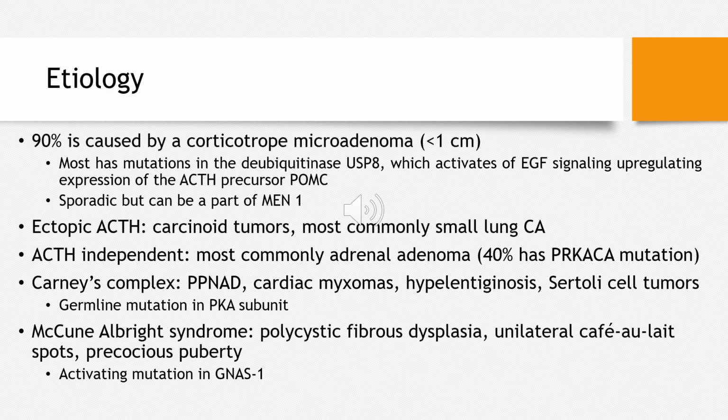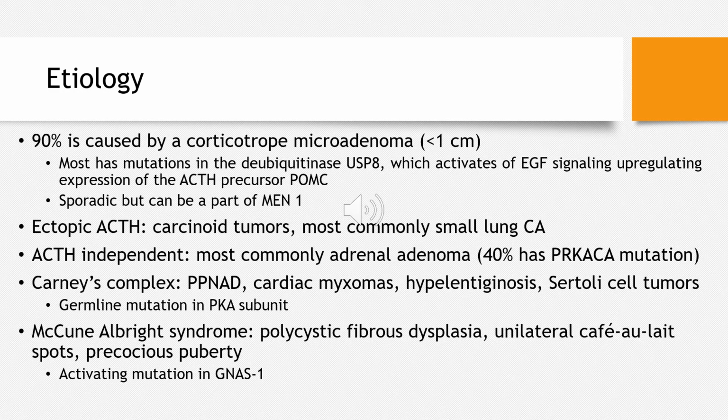90% of Cushing syndrome is primarily caused by a corticotropic microadenoma or a pituitary adenoma. And this has mutations in the ubiquitinase USP8, which activates epidermal growth factor signaling, upregulating expression of the ACTH precursor POMC. Most of these cases are sporadic, but they can be a part of MEN1 or multiple endocrine neoplasia type 1. Remember the three P's of MEN1: pituitary, parathyroid, and pancreatic tumors.